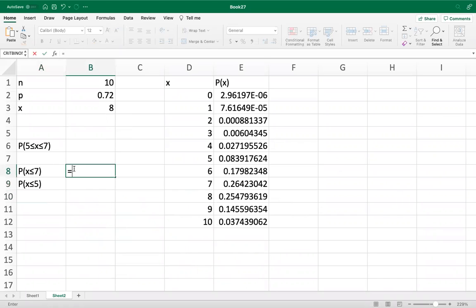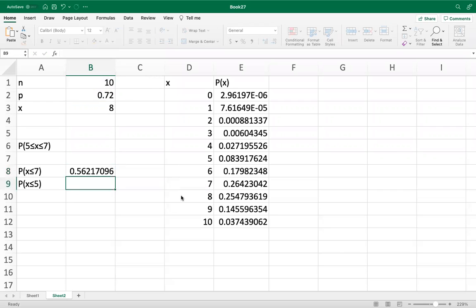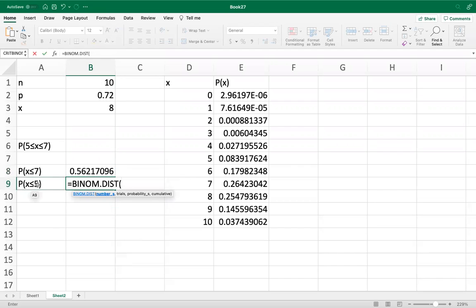So now probability of x being less than or equal to 7, this is a binomial distribution. Binomial distribution, number of successes is 7. Number of trials is still 10. Probability of success, 0.72. Cumulative, true, because we want all of these added up together. And here, this is going to be equal to binomial distribution. Number of successes, in this case, we want 5. Number of trials, we have 10. Probability of success, 0.72. Cumulative, true, because we want all of those to be added up.